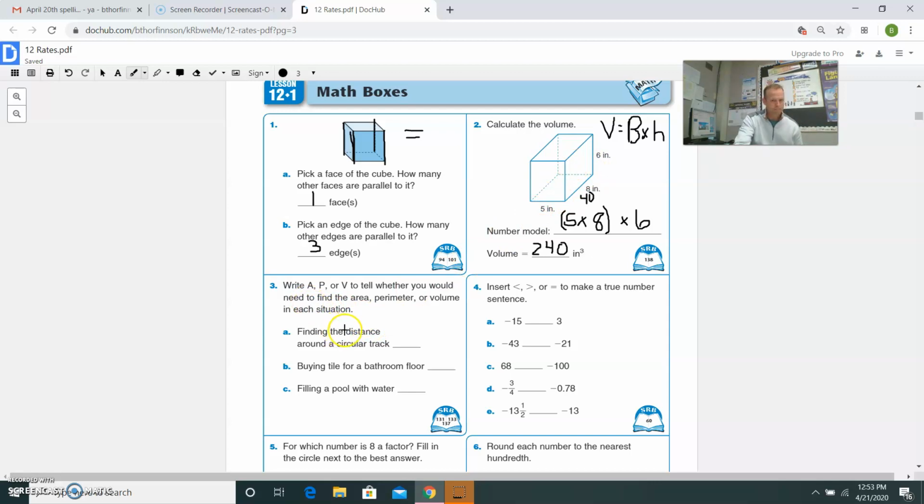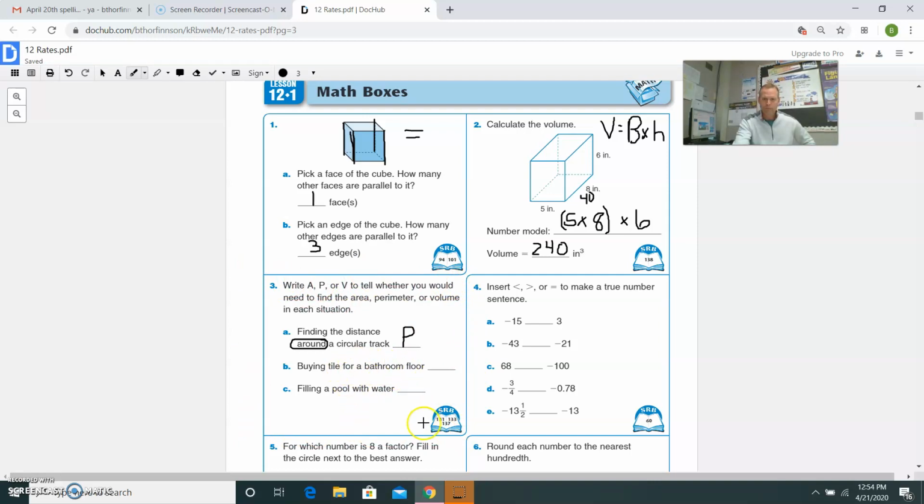Okay, it says write A, P, or V to tell whether you need to find the area, perimeter, or volume. If you're going to find the distance around something, there's the key word right there. You're going to find the distance around it. You're looking for the perimeter. If you're going to put a fence around your yard, anytime you're going around the outside of something, like the perimeter of this box.